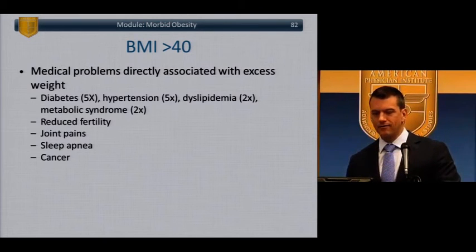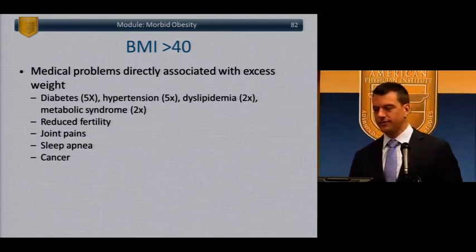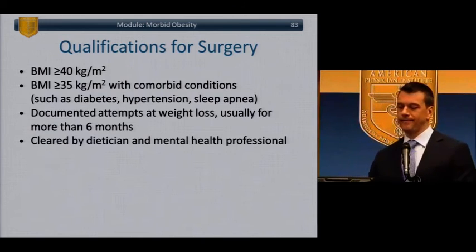So with a BMI greater than 40, you can see diabetes 5 times normal, hypertension 5 times normal, dyslipidemia 2 times normal, and metabolic syndrome is double. Reduced fertility, joint pain, sleep apnea, cancers, all of these increase.